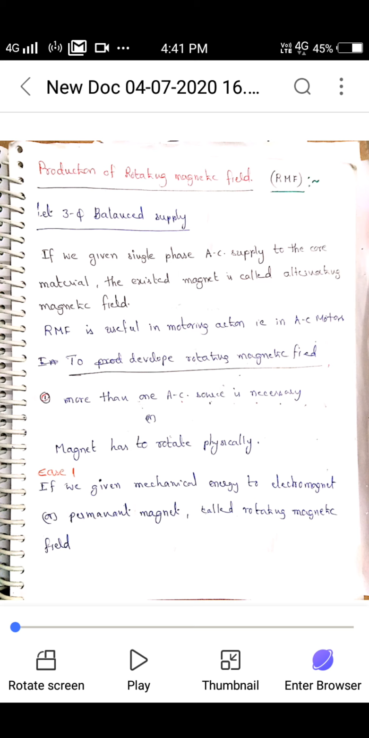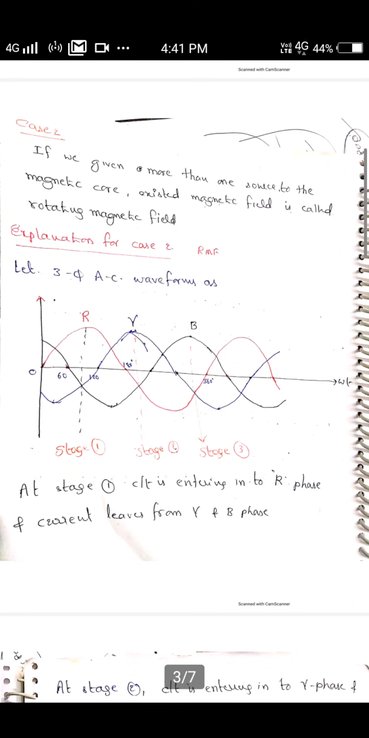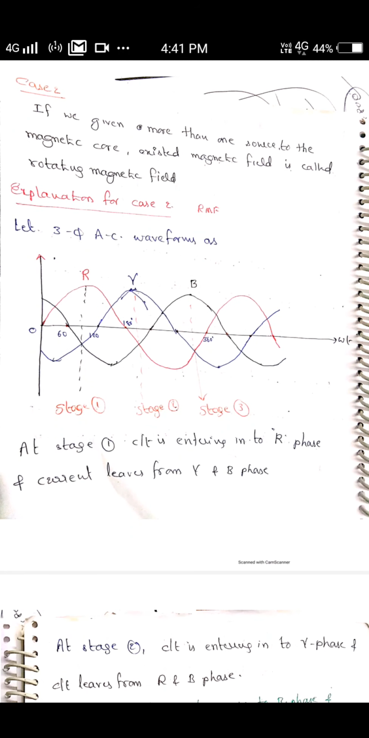Now let me explain about the rotating magnetic field in three-phase induction motors. So we know a three-phase balanced supply. Each phase is displaced by 120 degrees. Now here, case 1, case 2, I explained how to get rotation forces. See the explanation for case 2 here.